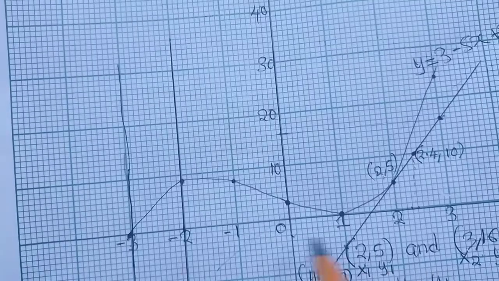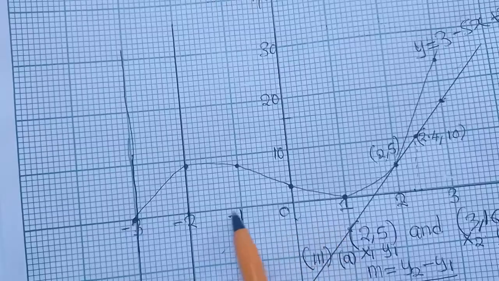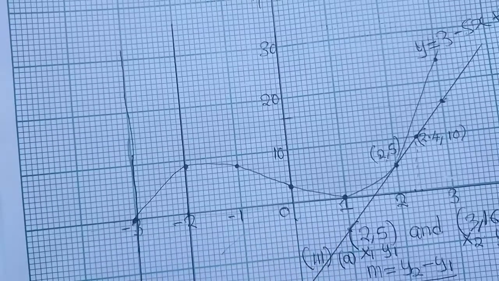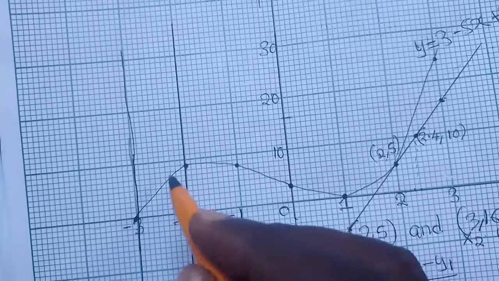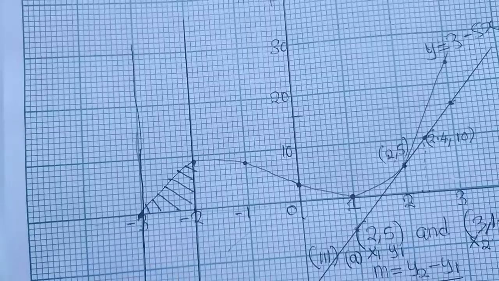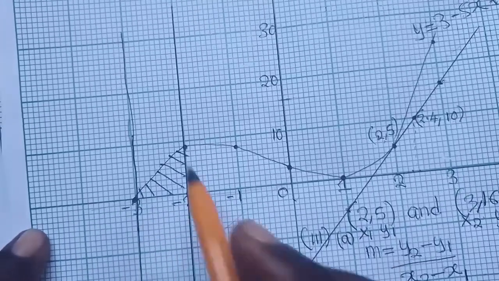So with this now, I know that this curve is ending here. Have you seen? This is where it is ending. The graph is not crossing here. So the area bounded by the curve is this region here. That's the region that you're supposed to find. Then you know that this is a what?